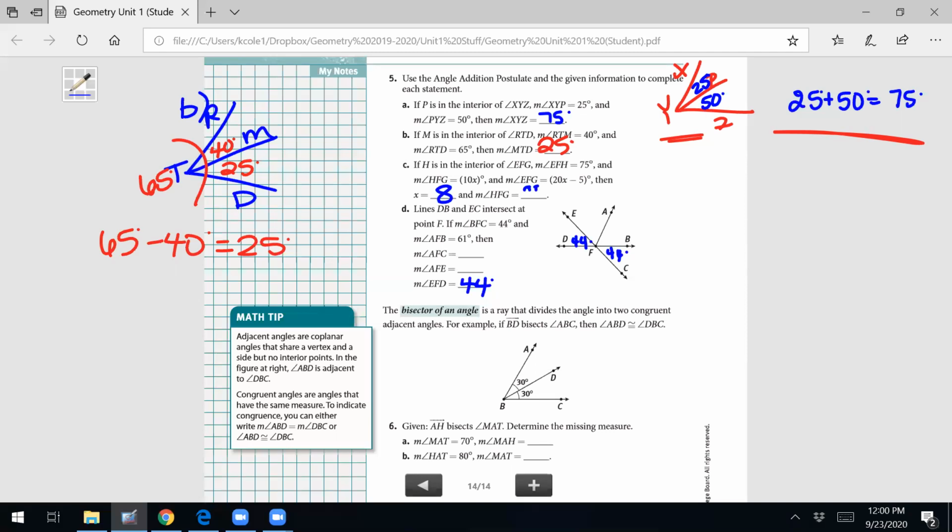But if we go back to the initial question, it says that AFB is 61. They want to know what is AFC. And how did you get that? Perfect. You take the two littles, you add them together, and that gives you the big 105. Okay. What about AFE? How would you get AFE?